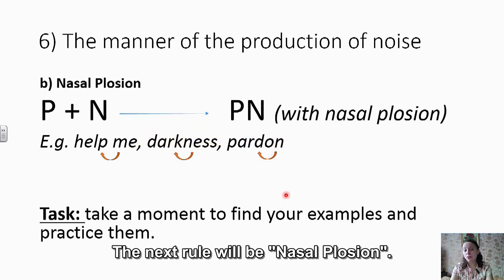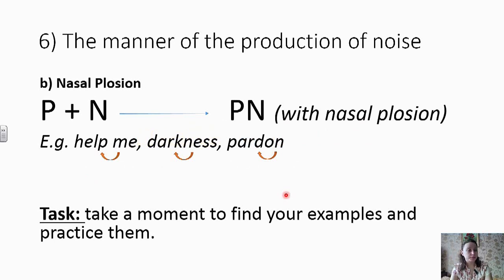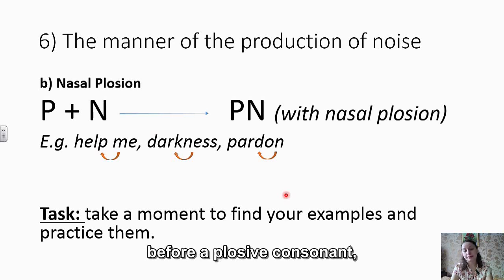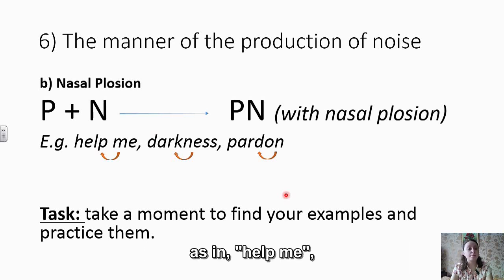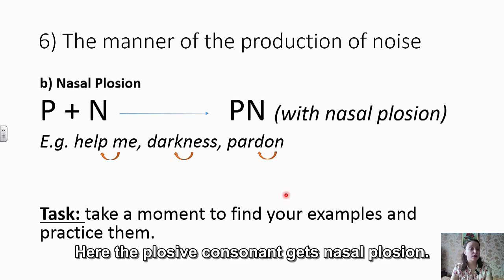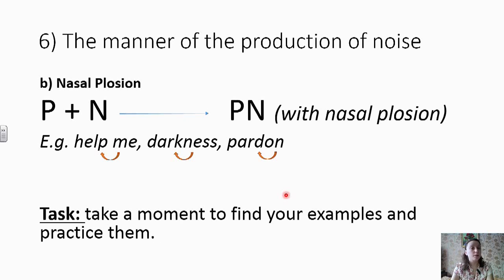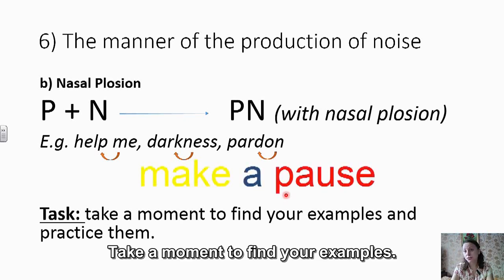The next rule will be nasal plosion. Here you need to have a nasal consonant after a plosive consonant, as in help me, goodness, pardon. Here, the plosive consonant gets nasal plosion. So it's a case of regressive partial assimilation. Okay, take a moment to find your examples.